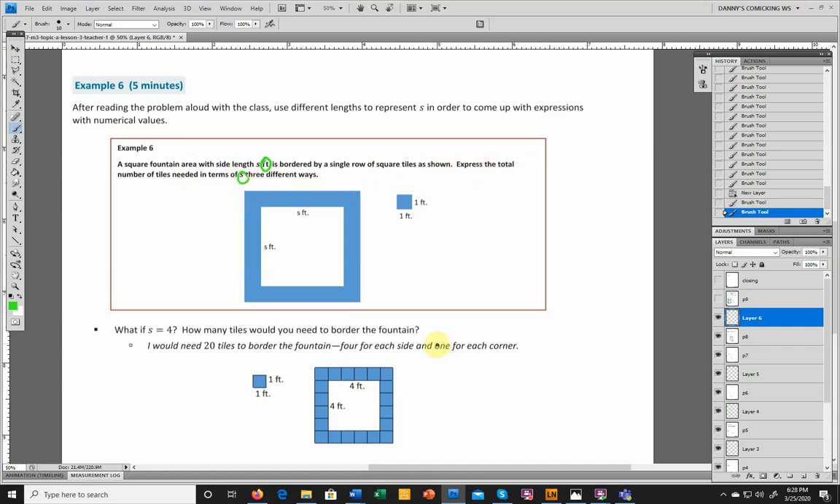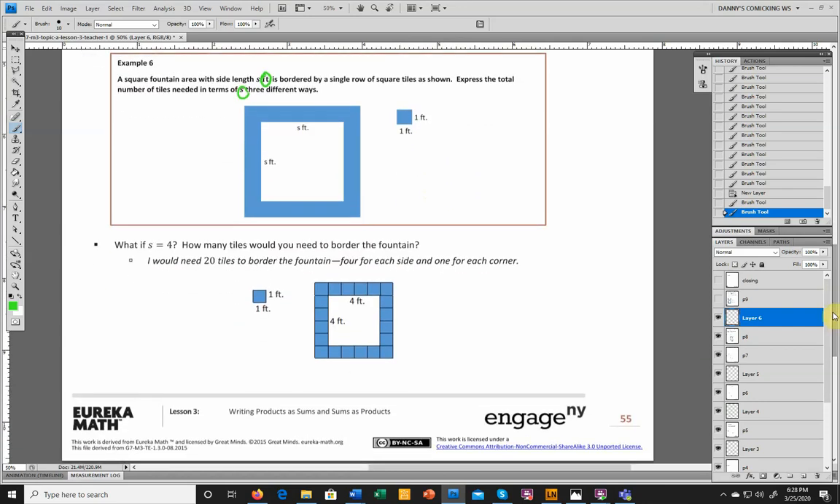So, s feet by s feet could be 1 foot by 1 foot. It could be 4 feet by 4 feet. It could be 9 feet by 9 feet. This is a square, so there's square tiles. What if s equals 4? How many tiles would you need to border the fountain?